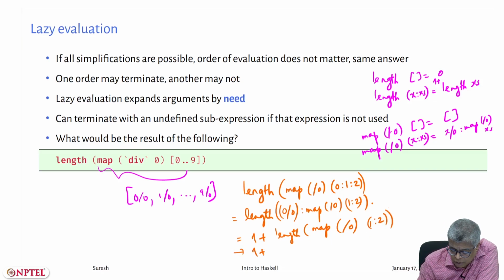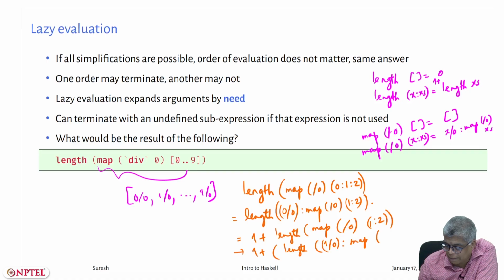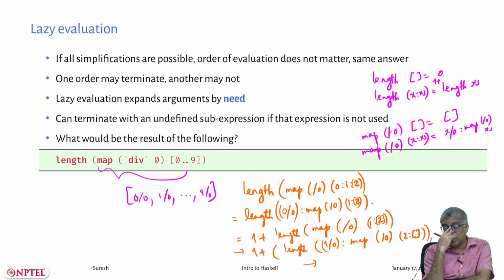Okay, this in turn is 1 plus length of 1 divided by 0 followed by map of, and so on. The point is that the length function does not even look at the element. It just counts 1 towards each element that is in the list. So it just needs the list to fall in the format E followed by E's, that is all it wants. So the length function forces map to be evaluated because it wants the overall list to be of the form E followed by something.